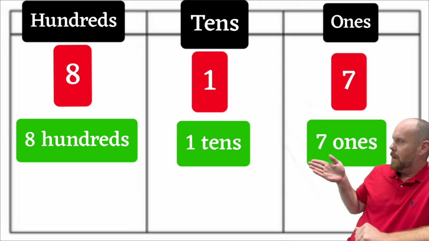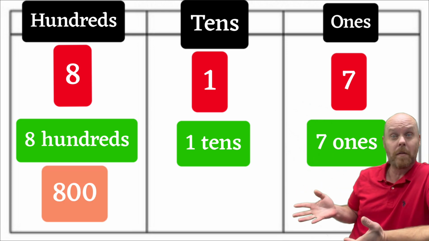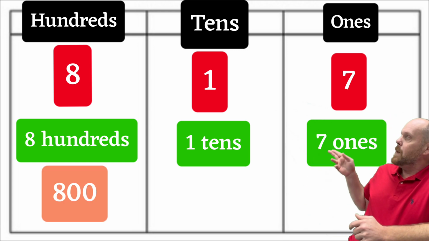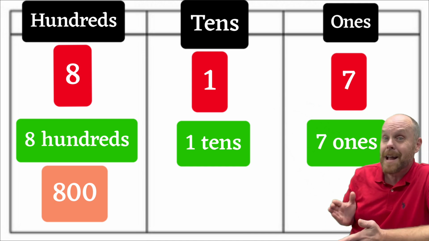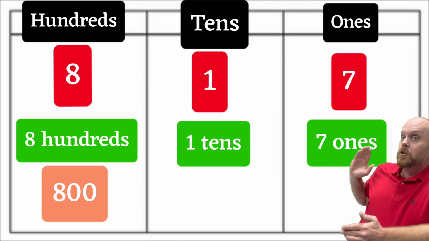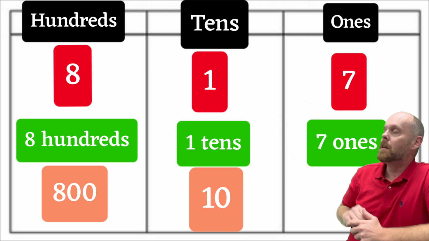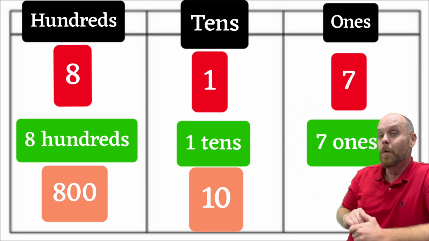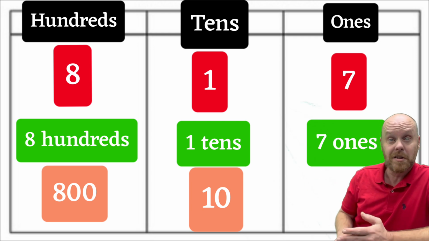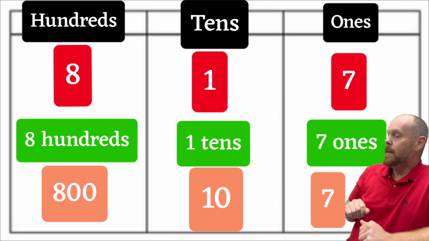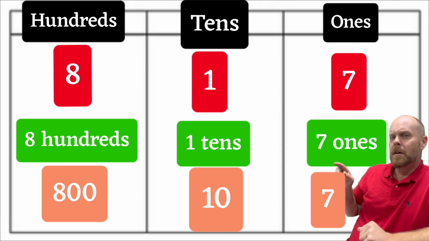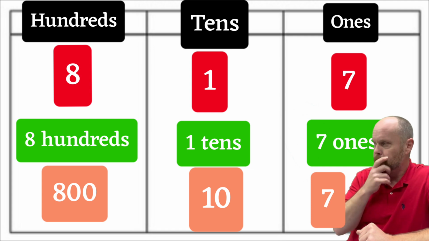That's going to be 800. That's the value of that digit. That 1 ten, well, that's now going to be just 10. And that 7 ones, well, you guessed it, it's just going to be 7. Now, we have an 800, we have a 10, and we have a 7.